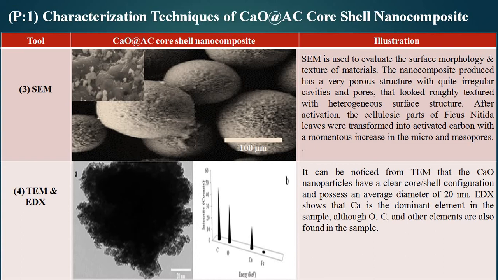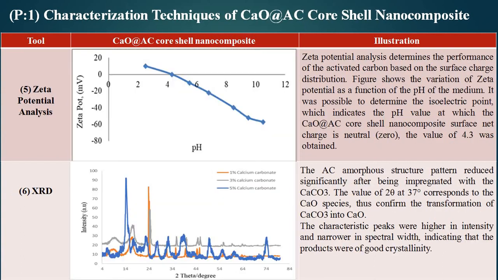In TEM, we can note that the calcium oxide nanoparticles have a clear core shell configuration and possess an average diameter of 20 nanometers. EDX shows that calcium is the dominant element in the sample. Also, oxygen, carbon and other elements are found in the sample. With respect to the charge on the surface, zeta potential can tell us about it. Zeta potential analysis determines the performance of the activated carbon based on the surface charge distribution.